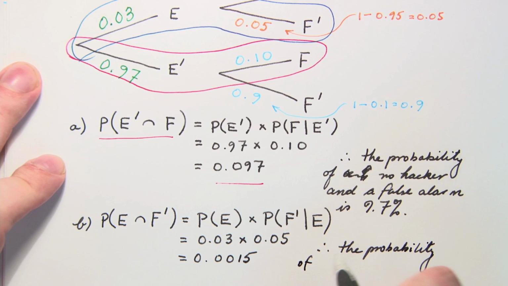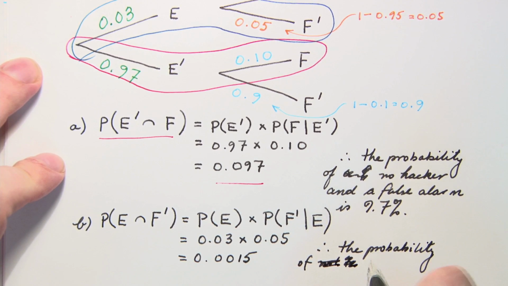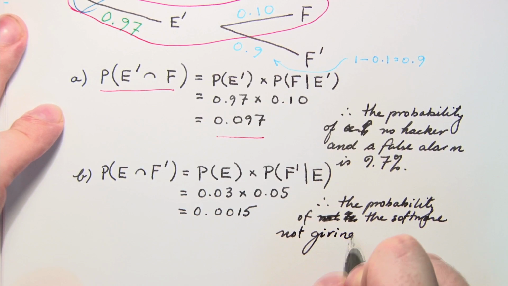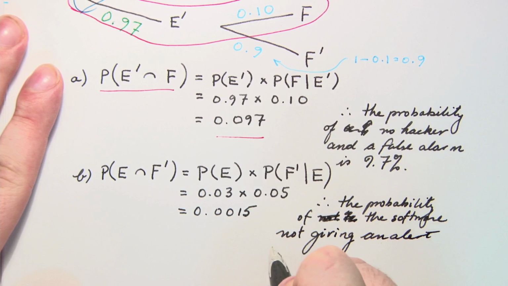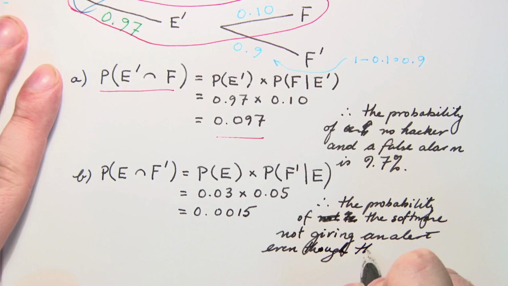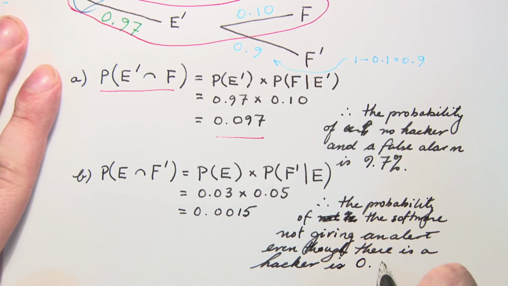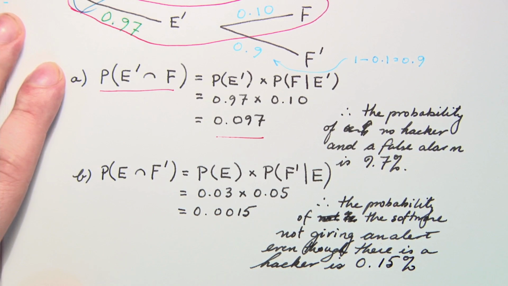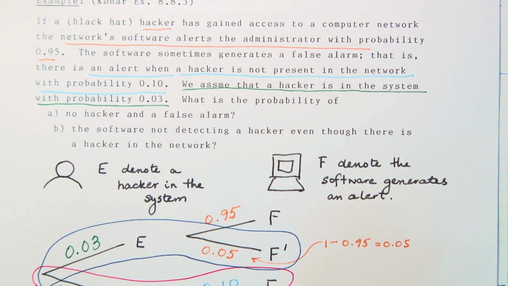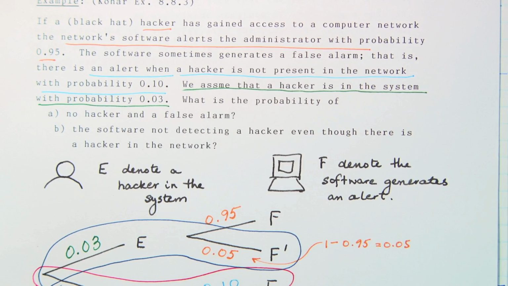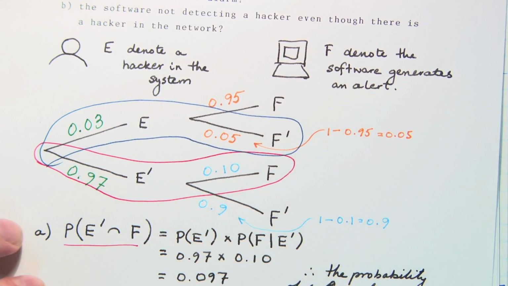So therefore, the probability of the software not giving an alert, even though there is a hacker, is about 0.15%. Okay. So this again is a great example of showing that there's lots of information in here, and that you need to draw a probability tree diagram, and from that you can figure out which events you need to calculate.